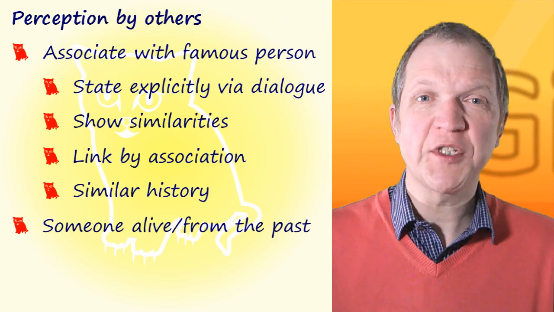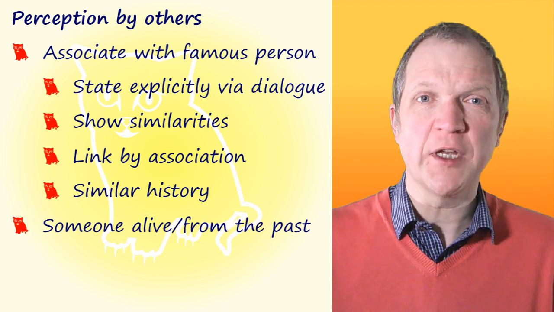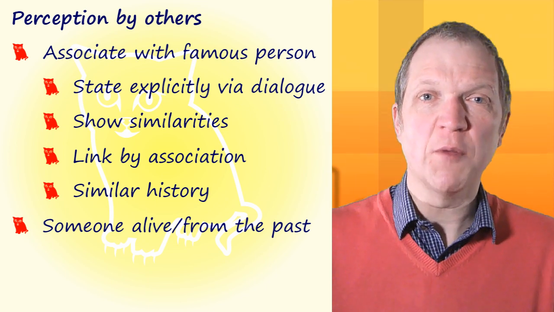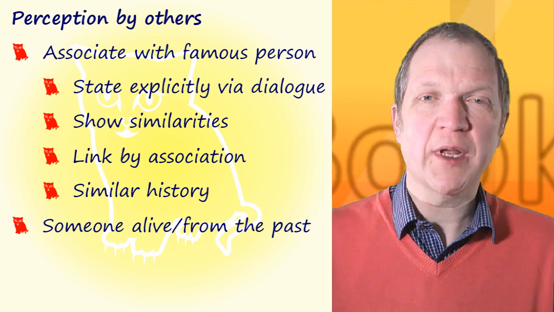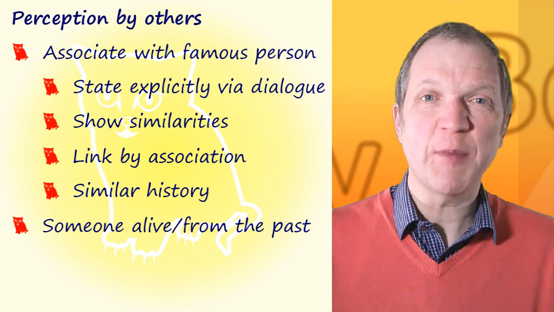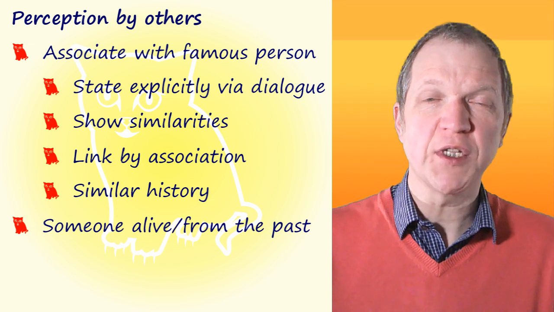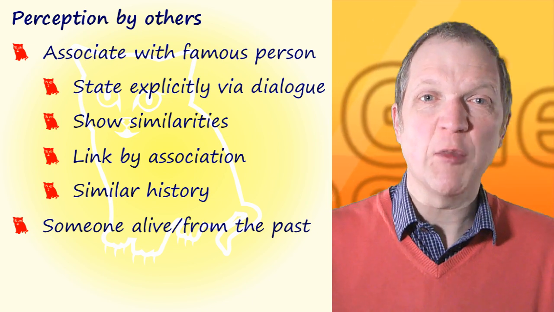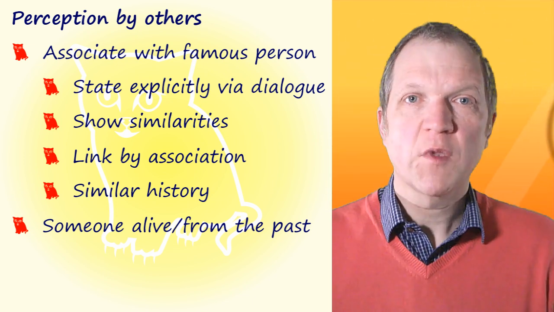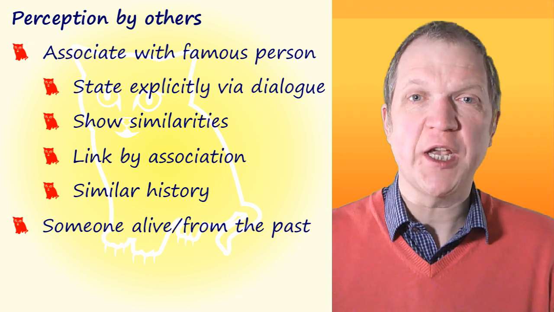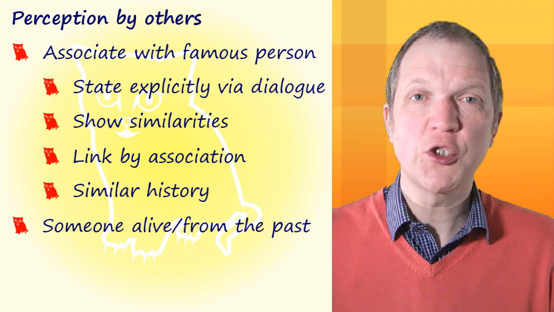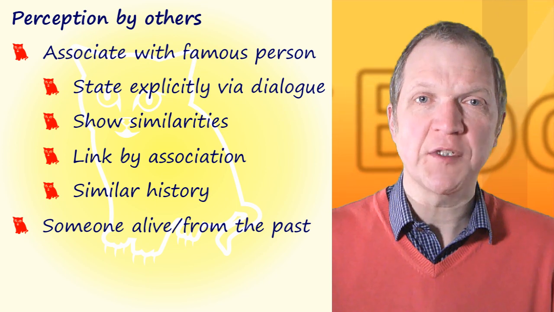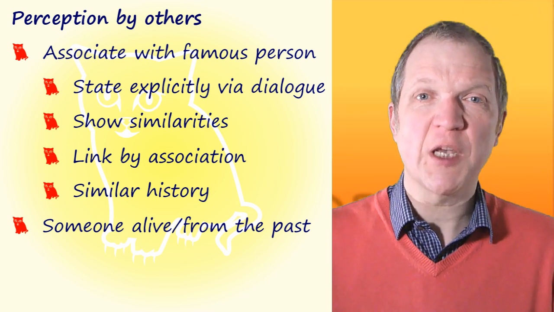A further way that the perception of a character can influence the audience's opinion is if the character is associated with a famous person that people admire in real life, for example a movie star, a TV personality, or a popular campaigner. This association could be stated explicitly, for example with dialogue by the rest of the story's cast, or it could be shown via similarities between the character and the famous person. This could be similar appearance, behaviour, habits, or beliefs. Alternatively, the character could be linked by association with the famous person. For example, they have similar jobs, they grew up in similar neighbourhoods, or they overcame similar obstacles earlier in their lives. This famous person could still be alive or someone from the past.